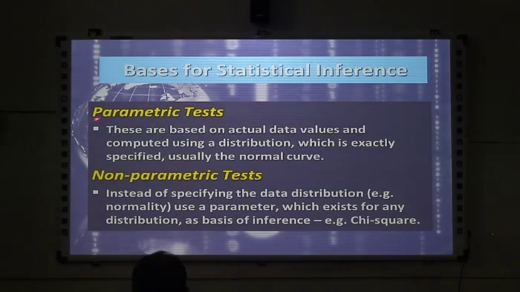There are two types of statistical tests. A lot of the big fancy ones are parametric tests based on actual data values, but they use a distribution which is not significantly different from the normal curve. Most computers will give you a routine to check whether a data set is normal or not. Non-parametric tests, the statisticians turn their nose up at because they consider them baby tests, but they don't require data to be normal and use a parameter which exists for any distribution.